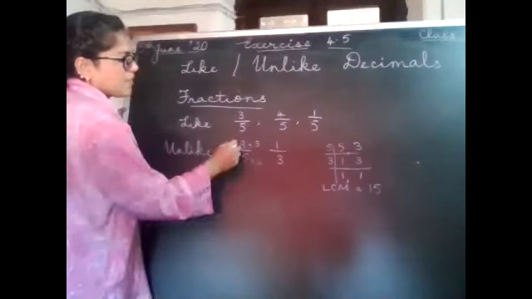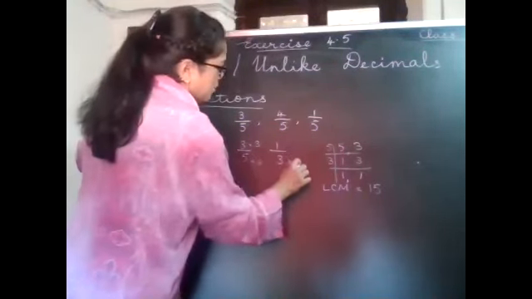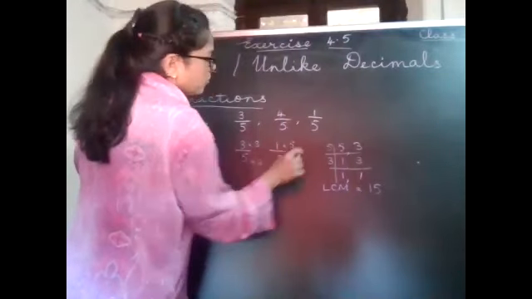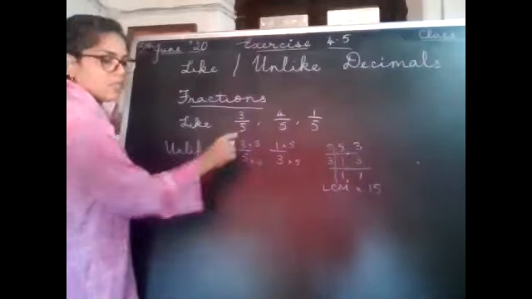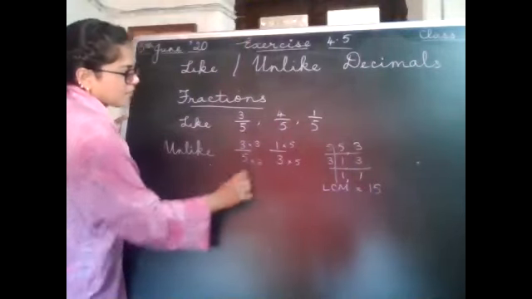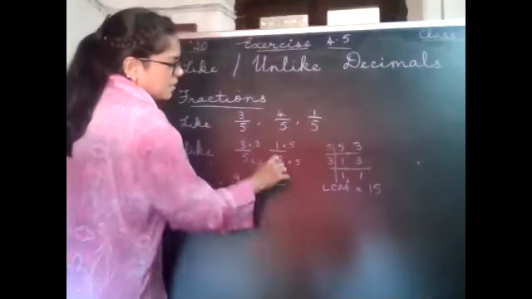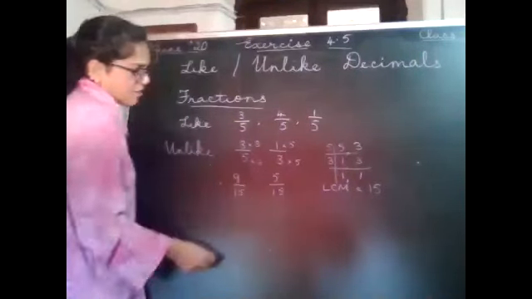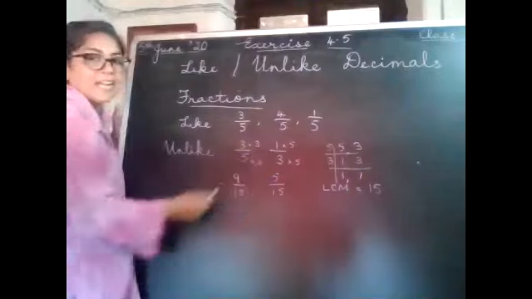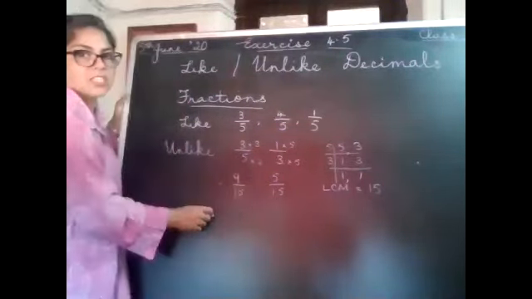5 3s are 15. Whatever you do with the denominator, you do with the numerator. 3 5s are 15. Whatever you do with the denominator, you do it with the numerator. So, what will it become? 3 3s are 9. 5 3s are 15. 1 5 is 5. 3 5s are 15. Now, both of these unlike fractions have been changed to like fractions.